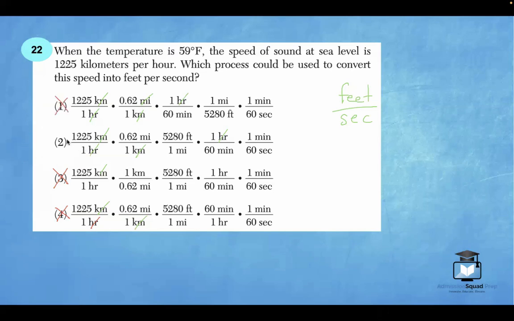So now let's take a look at answer choice 2, which of course we know is the correct answer just by process of elimination, but I still want to show you how it works. So notice miles will cancel with miles, right? And then minutes will cancel with minutes. And then what units do we have left? We have feet in the numerator and seconds in the denominator, which is exactly what we were looking for. So choice 2 is the correct answer.